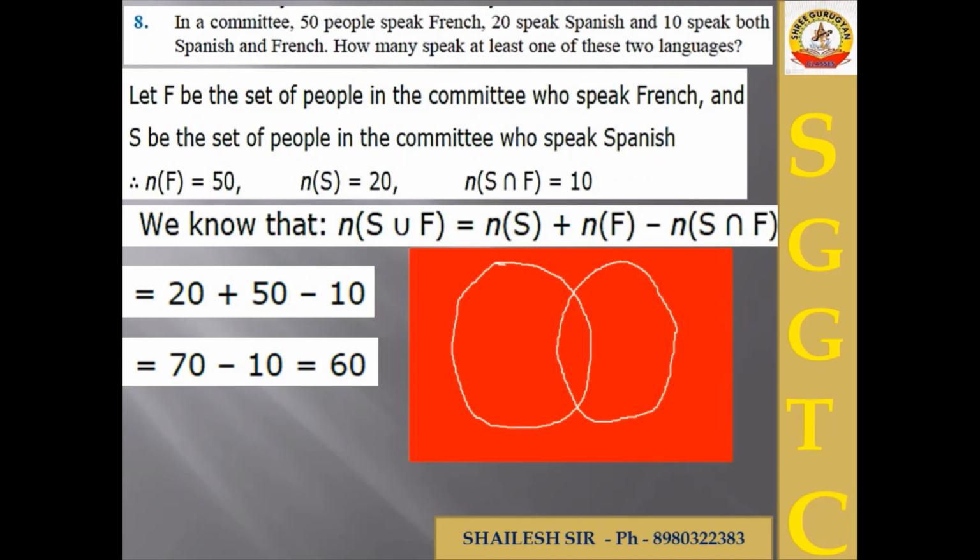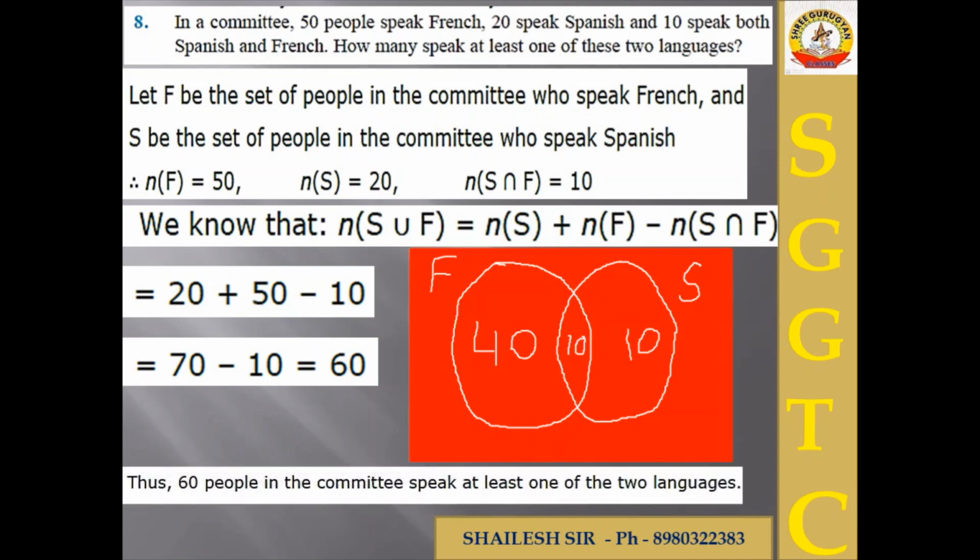Just draw two circles, N of S and N of F, and plot the values systematically. But first put in the center value. The center value here is 10. The remaining are 40 and 10, because French is given as a total of 50. So I rebalance: 50 minus 10 becomes 40. 40 people like only French. And Spanish is given as a total of 20. I have already written 10, so here 20 minus 10 becomes 10. So finally I have the answer here.